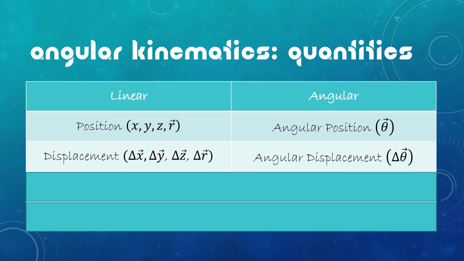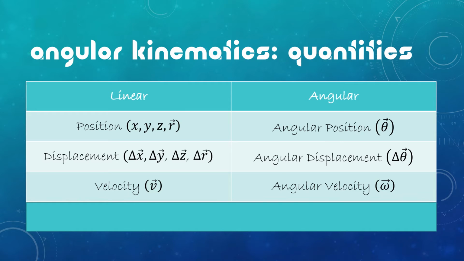Next, we learned about displacement, or the change in the position of an object. We could have a displacement in the x direction, a displacement in the y direction, a displacement in the z direction, or in general, we use r as our vector to denote three-dimensional displacement. In angular motion, it's still the change in the angular position, otherwise known as the angular displacement, or delta theta.